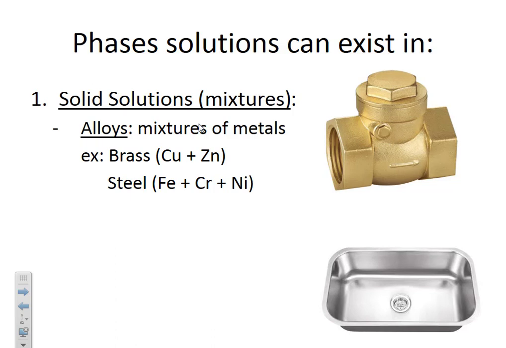Phases. When we talk about solutions, solutions are not just in the liquid phase, which a lot of us think about. A solution you can actually have as a solid. The most common solid solution is called an alloy, which is a mixture of metals. We've talked about alloys a little bit in previous units. We know that alloys are a mixture of metals, such as brass or steel. You can see that brass is comprised of copper and zinc, while steel is comprised of iron, chromium, and nickel.